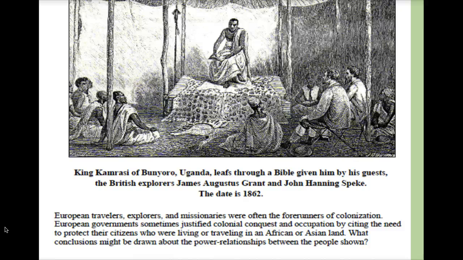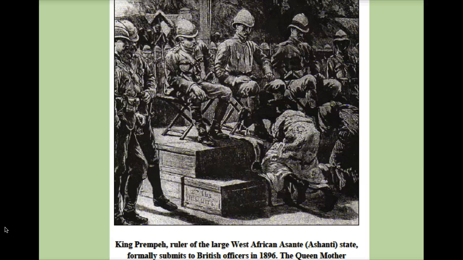And we're going to compare this drawing from Uganda with our second image that comes to us from West Africa. I apologize, the description has been cut off, but we'll work through it. Okay, so in this picture you have King Prempeh, who is a ruler of a large West African Ashanti state, kneeling here, as is his mother. They are kneeling to the British military, British officers. So I hope what's obvious to you is the position of importance of the people on the raised platform. Obviously, with this picture, if the king is bowing to them, he is displaying his submission.